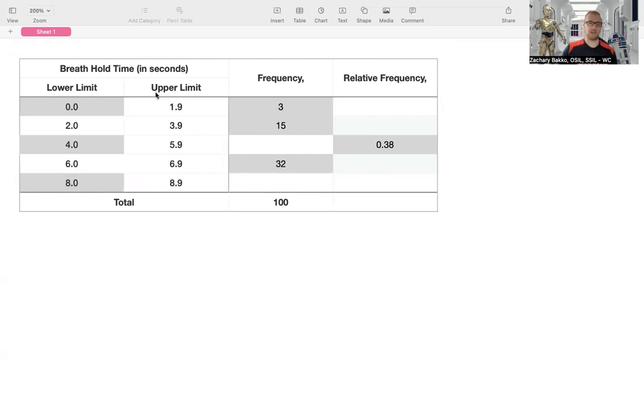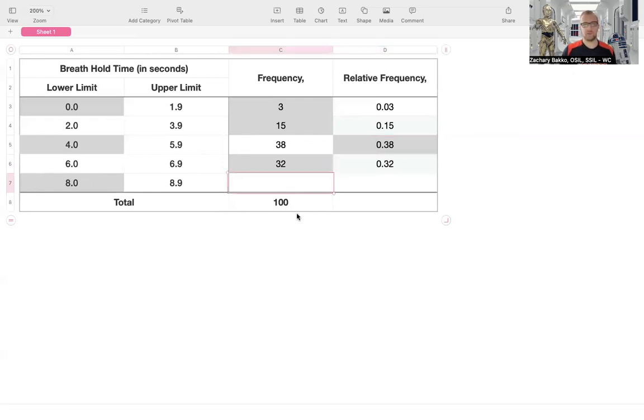So now we have our lower and upper limits shown here. Now we need to complete the frequency and relative frequency. What's nice about this problem is that you can see the total frequencies add up to 100. So we know whatever this is divided by 100 is just that as a decimal. So we know 3 would be 0.03. We know 15 would be 0.15. And now we're just going backwards. We know 0.38 would be 38. Then we do 32, right?